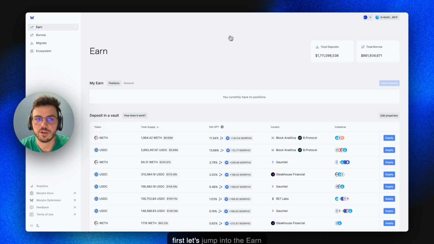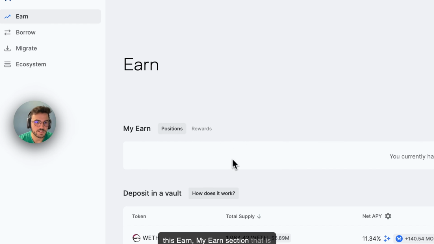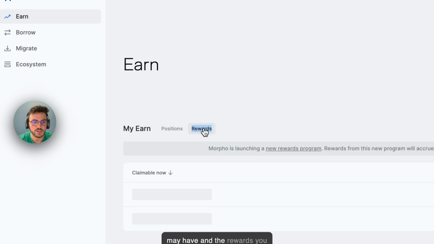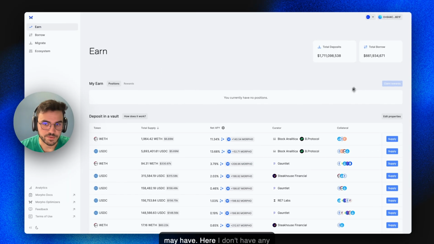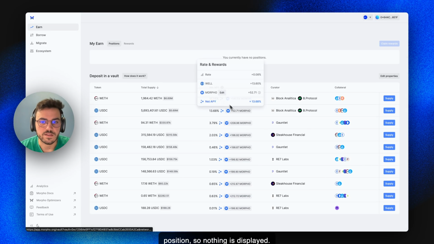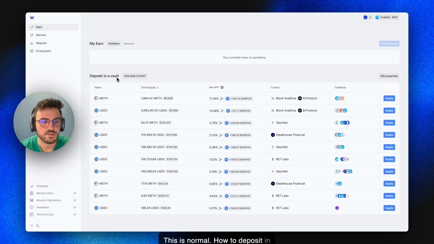So first, let's jump into the Earn section. We have our wallet connected, and here you have this My Earn section that provides you the positions you may have and the rewards you may have. Here I don't have any positions, so nothing is displayed. This is normal.